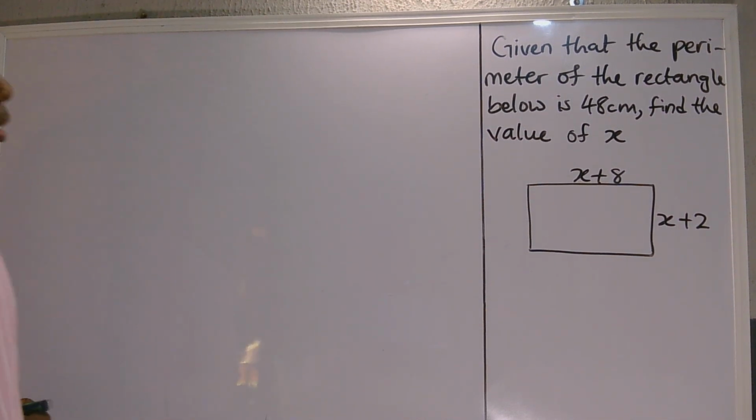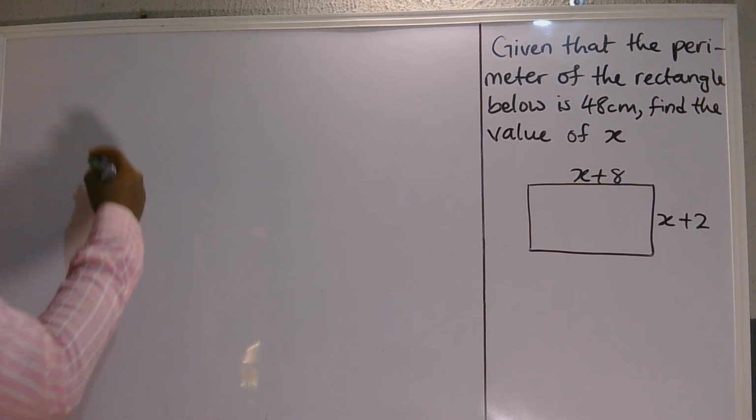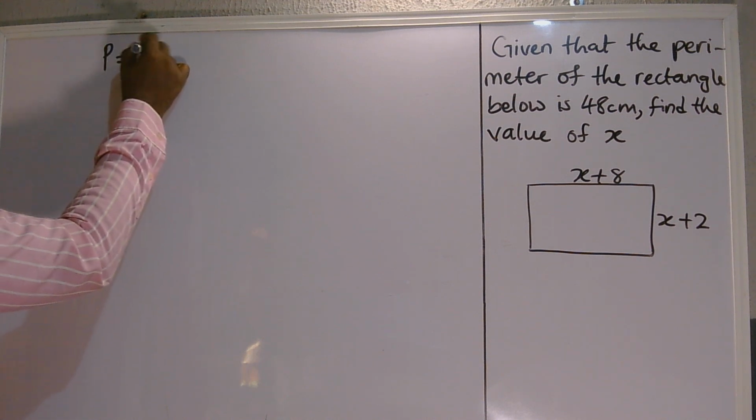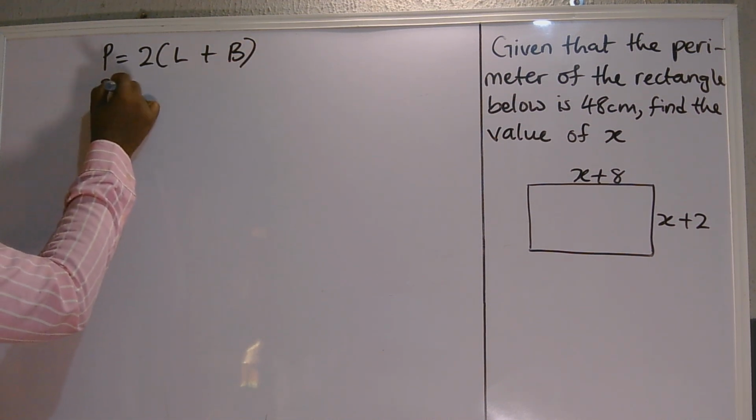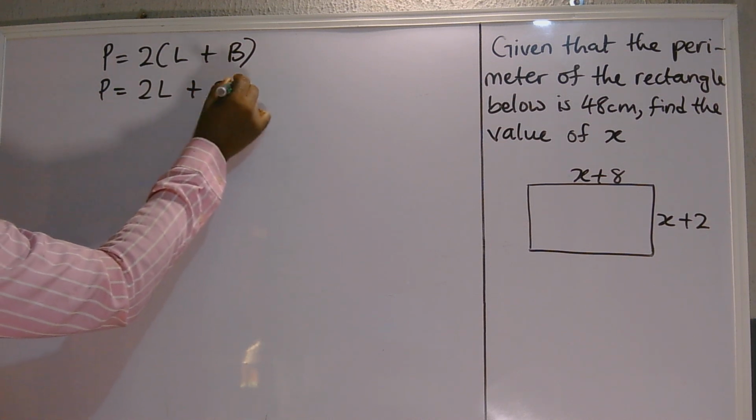Let's solve the question on the board. Now, the perimeter of a rectangle is P equals 2(L plus B). Alright, we can say P is equal to 2L plus 2B.